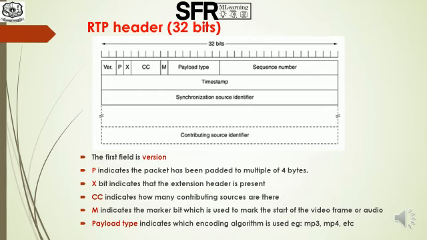and CC indicates how many contributing sources are there. That is, how many audio contributing sources, how many video contributing sources. Multimedia application is nothing but a combination of audio, video and text. So how many contributing sources means how many audio, how many video, from where the data are available. To maintain that count, CC is used. M indicates the marker bit. It is used to mark the start of the video frame or audio frame. And then payload type indicates which encoding algorithm is used. That is for video or audio, MP3 or MPEG, etc.